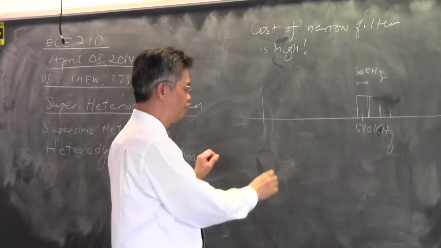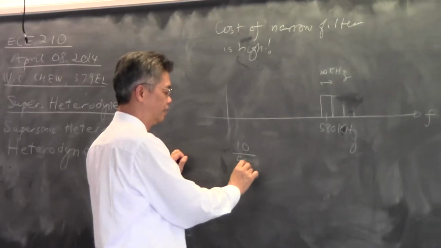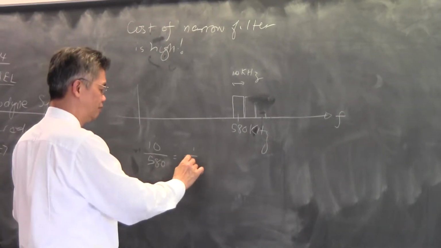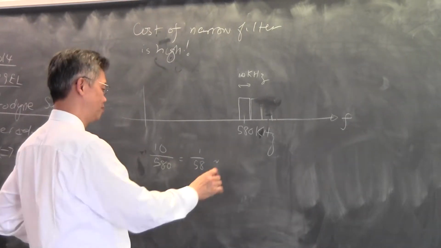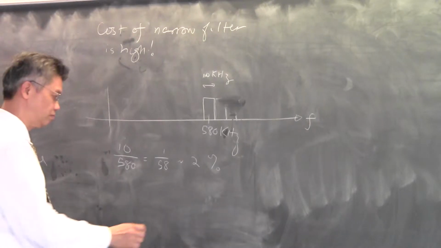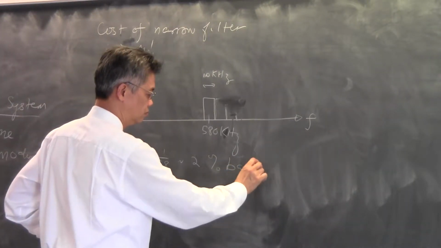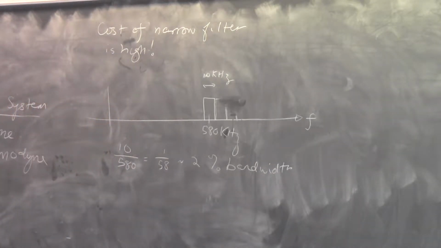But so you need a filter that is 10 kilohertz divided by 580. So this is about 1 in 58. Maybe it's about roughly 2%, right? 2% bandwidth. So if you want to have a filter, that filter is quite narrow band.